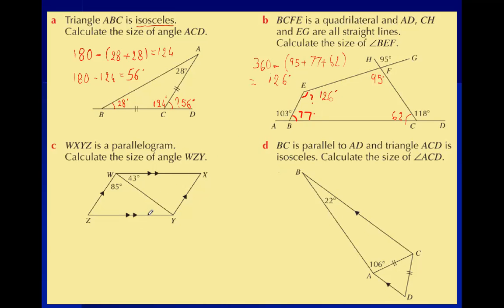For C, very similar again. What I've got here is a Z shape there. Can you see that they've even told me that? So I know that this is 43, alternate angles. If this is 43 and this is 85, angles in a triangle add up to 180. So you do 180, take away 85 plus 43, which is 52. So straight away I've got 52 here.